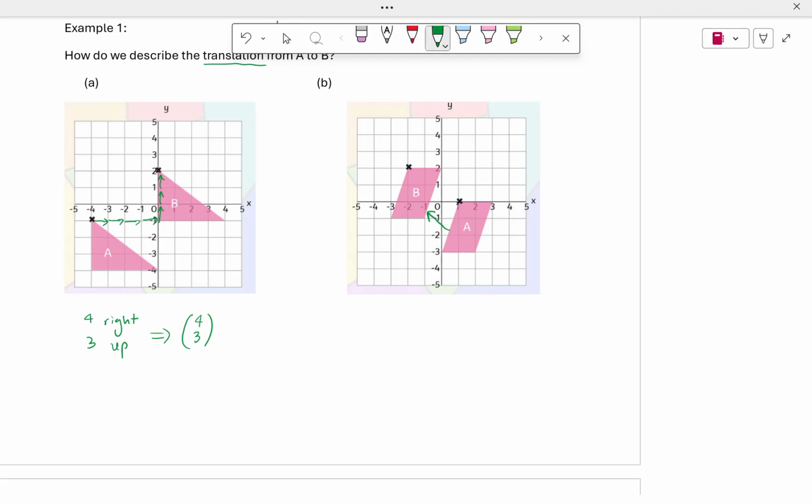Moving across to our second example, we're going from A to B, so we've swapped it over this time. We're actually going backwards this way. Here are our crosses. This time we're going to go up 1, 2, so 2 up. That represents as a positive 2.